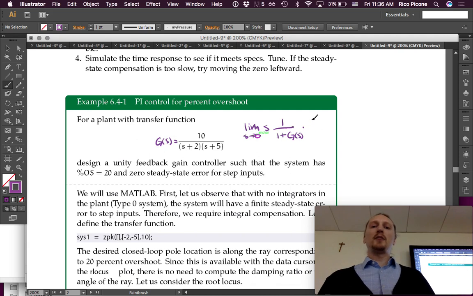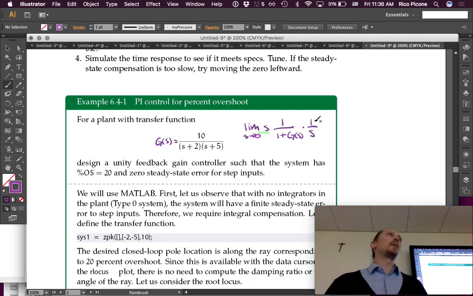And then times the input, which is 1 over s, is our step input. So the s's cancel, and we're going to take the limit as s goes to 0 of g of s, and we're going to end up with some finite steady state error, right? If you plug s equals 0 in here, you're going to get 10 divided by 2 times 5, which is 10 divided by 10, which is equal to 1. So you're going to get 1 over 1 plus 2. That's our steady state error for just a unity feedback system.